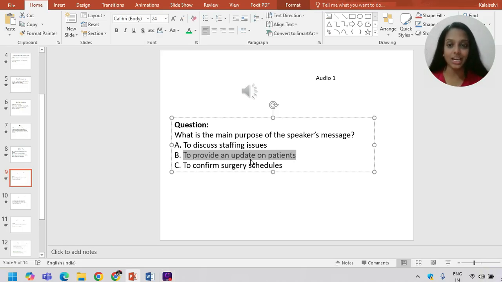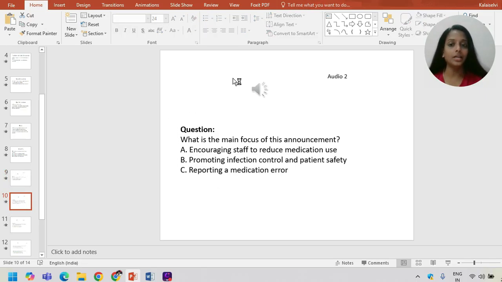Option B is the right answer because in the audio, the speaker gives a summary of patient conditions, highlighting stability, medication response, and discharge, which clearly aims to update the team on patient status. So, the main purpose of the speaker's message in this audio is to provide an update on patients. Let's move on to another example. I'm going to play the audio for you. Please listen to it carefully and then you can find out the right option for the question.